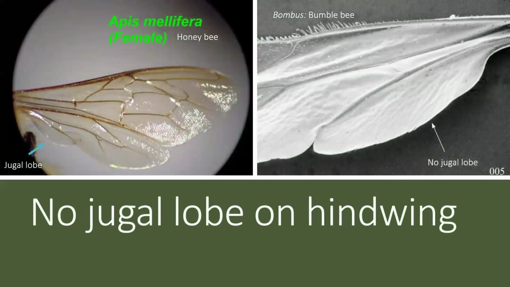So this just tells you what the jugal lobe is. It essentially looks like this little thumb-like structure that comes off of the hind wing. The honeybees are going to have a jugal lobe. The bumblebees do not. But if you mistake a honeybee and a bumblebee, I would say that you need maybe a good identification book or something.